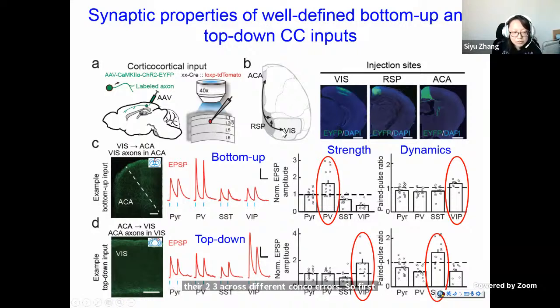So first, we measured the strengths and dynamics of well-defined bottom-up and top-down CC inputs. Here are the virus injection sites and the axon distribution patterns in the target areas. So these are two examples. For the bottom-up inputs from VIS to SAA, we can see that the input strength is strongest on PV neurons and the paired-pulse ratio is highest in VIP neurons. And in contrast, for the top-down inputs from SAA to VIS, the input strength is strongest on VIP neurons and the paired-pulse ratio is highest in SST neurons.